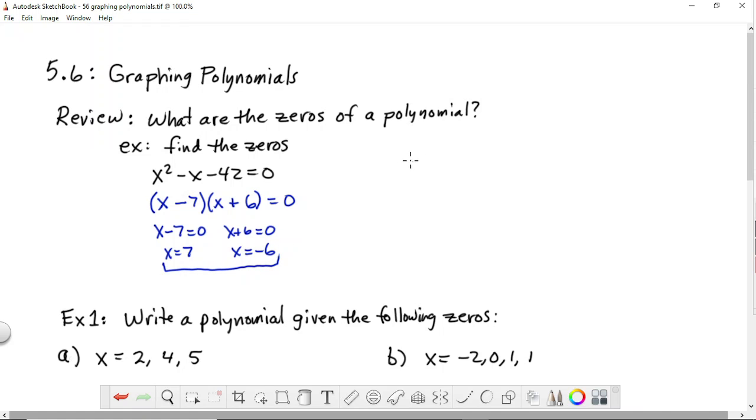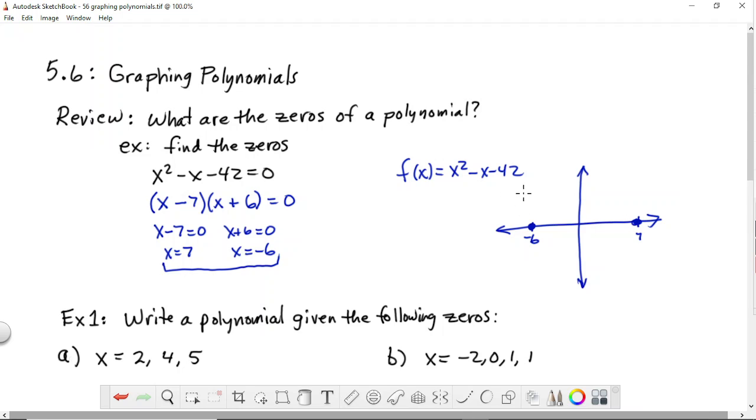So if we had a function that was just defined as this polynomial, and we graphed that function, we know that the function will have a value of 0. That is, it will cross the x-axis at 7 and at negative 6. So over here at 7 and about here at negative 6, the function value will be 0. The function will cross the x-axis, therefore, at those points.